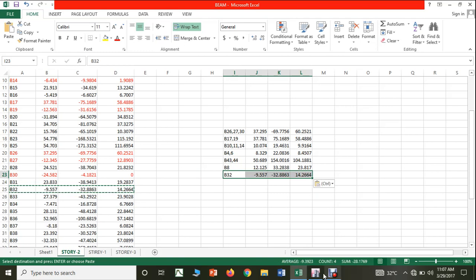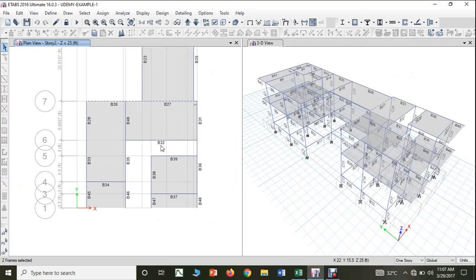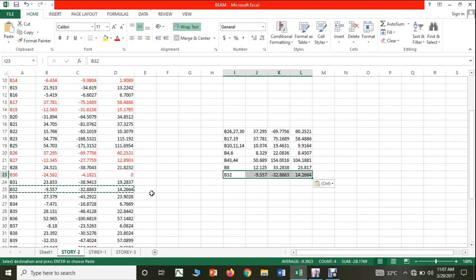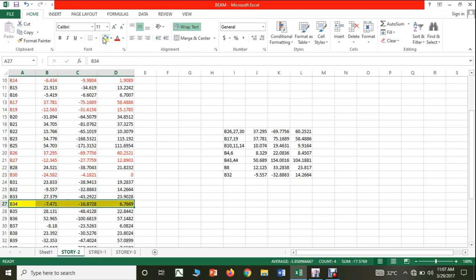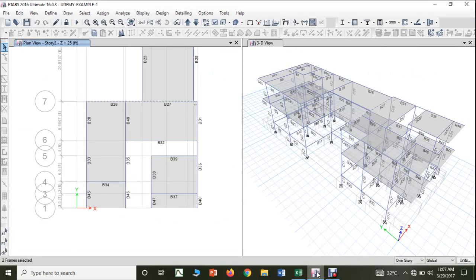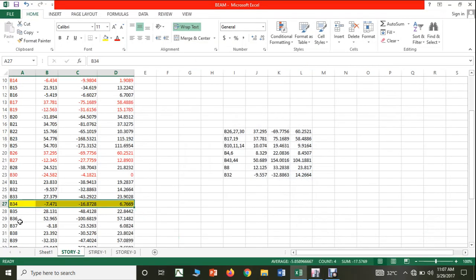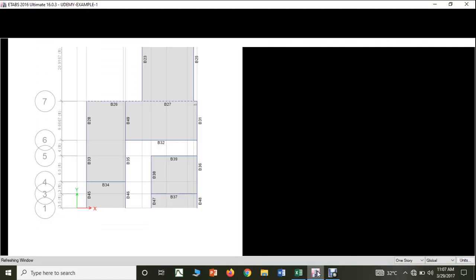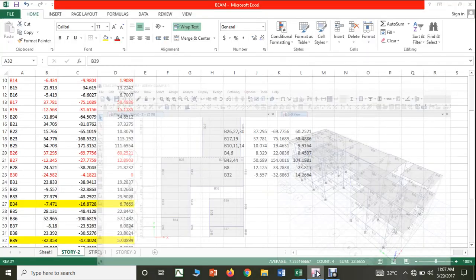After beam 32 you can see beam 34, 39 and 37. Is it possible to do together? 34, 39 and 37. So 34, 39, and you have 37.